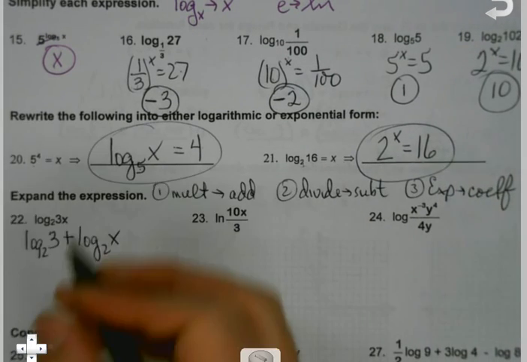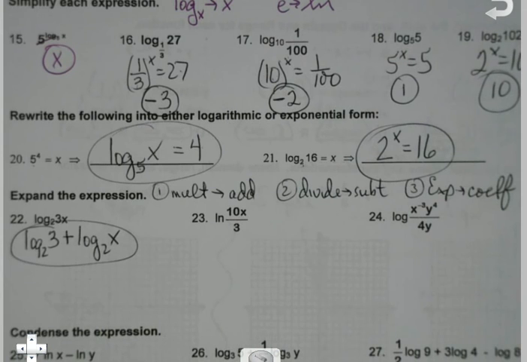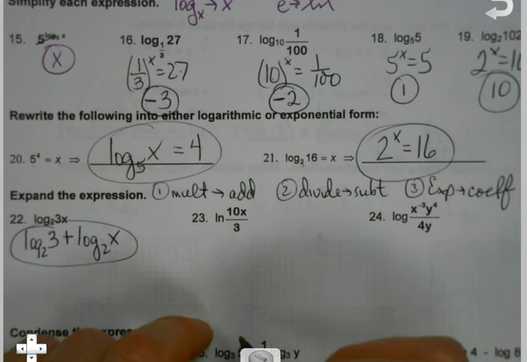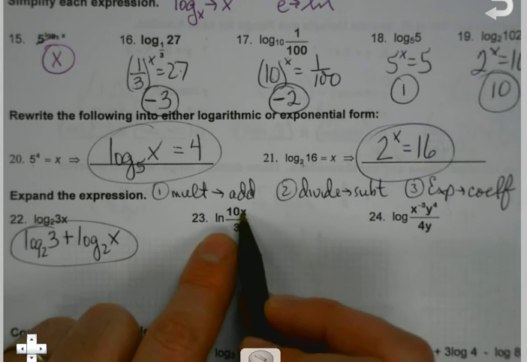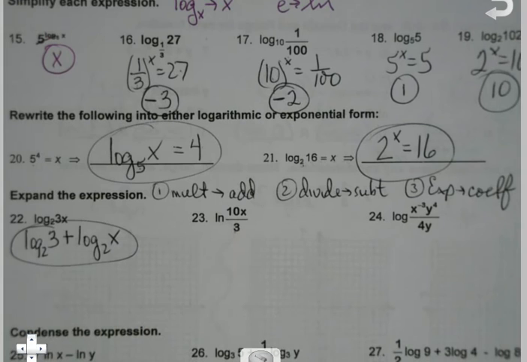No exponents, no dividing, that's done. But I have to have that log base 2 in each one. I don't have a choice. I can't just say, oh, I'm just going to write it once. Can't do that. Now, the second one, I have choices. Because I see a multiply here and I see a divide. How do I make up my mind?